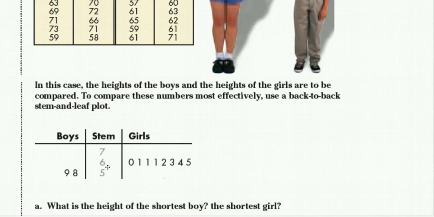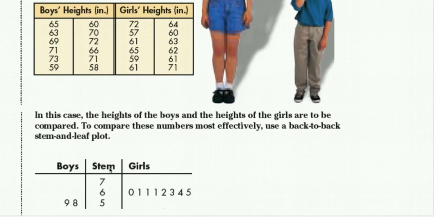So the stems would be 5, 6, and 7, because the lowest value is 57 right here, and the greatest value is 73 right there. So the stems would range from 5, 6, and 7.